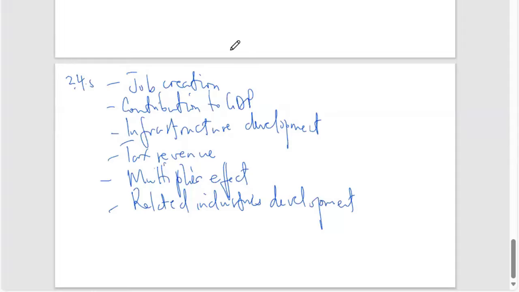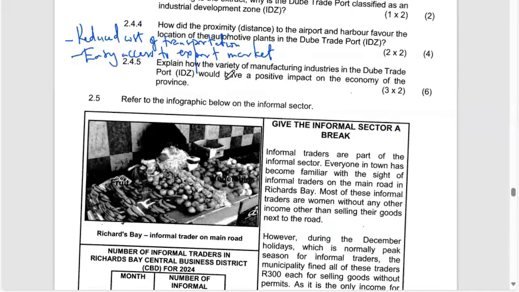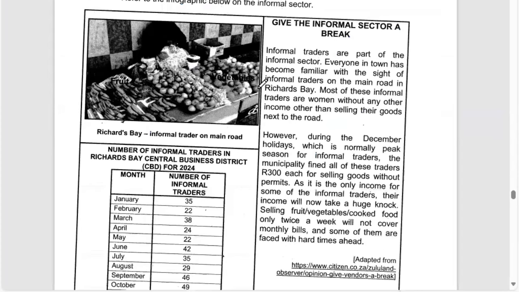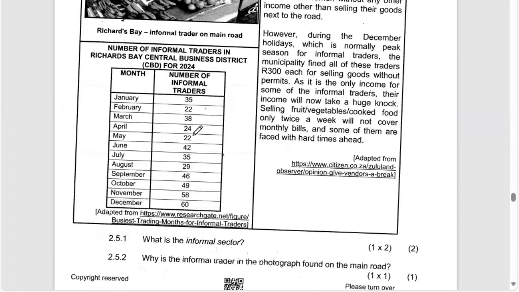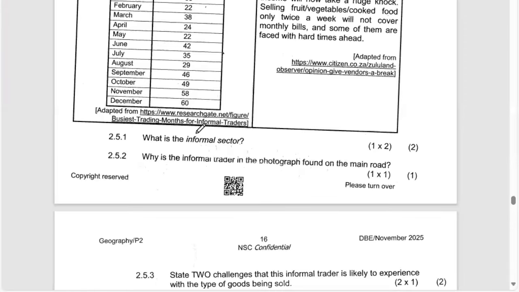Right. That takes us to question 2.5. Refer to the infographic below on the informal sector. It talks about the informal sector and gives us a picture of the products that are sold by the informal trader on a main road in Richards Bay. First question is saying, what is the informal sector?